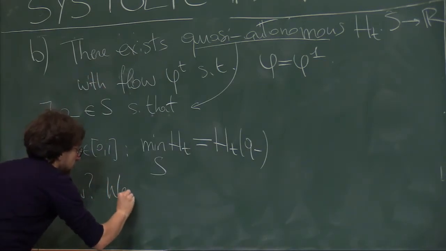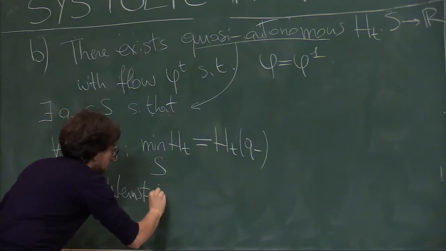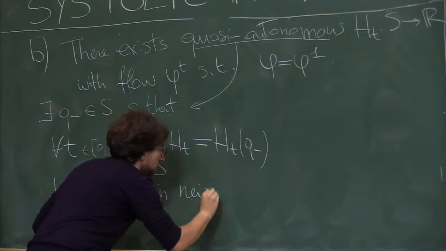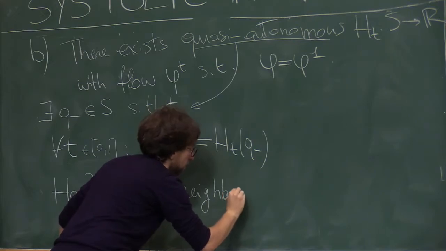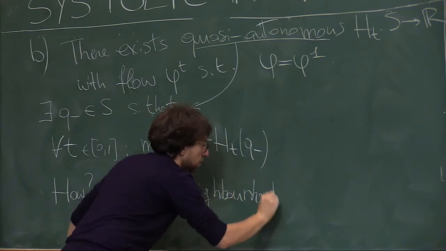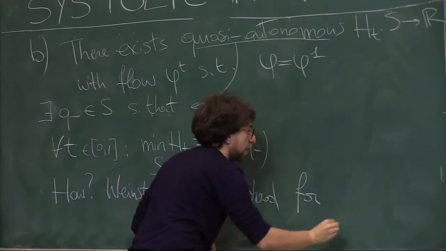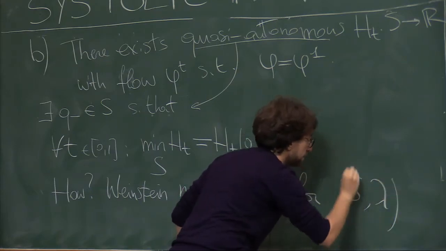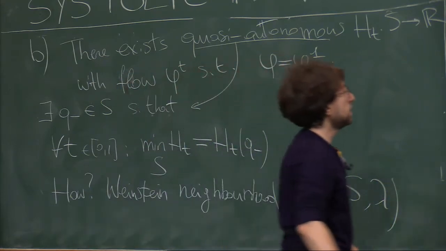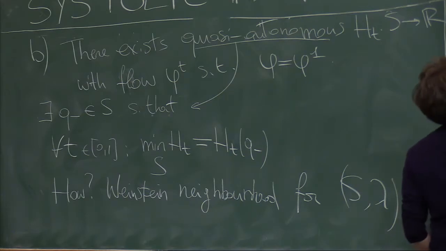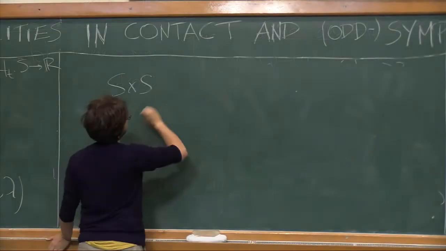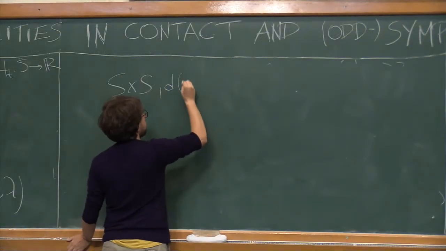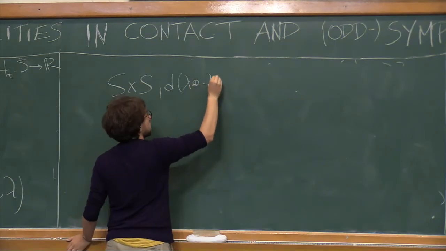This is a Weinstein neighborhood for the manifold S lambda. So what I mean by this: I have here S times S, with symplectic form lambda plus minus lambda.